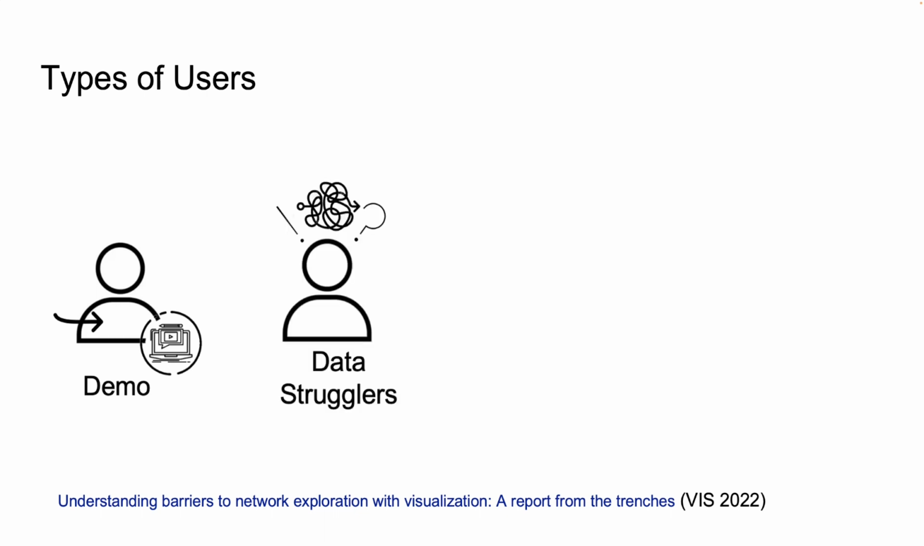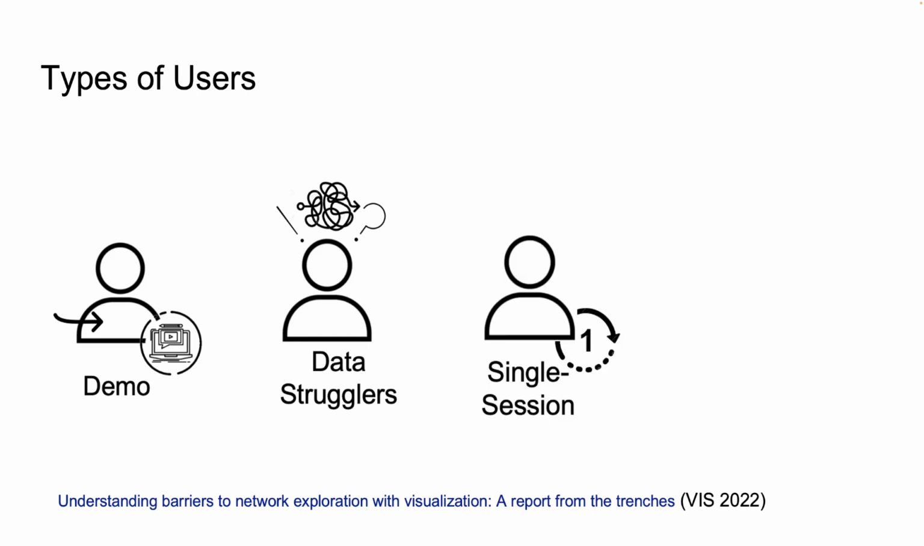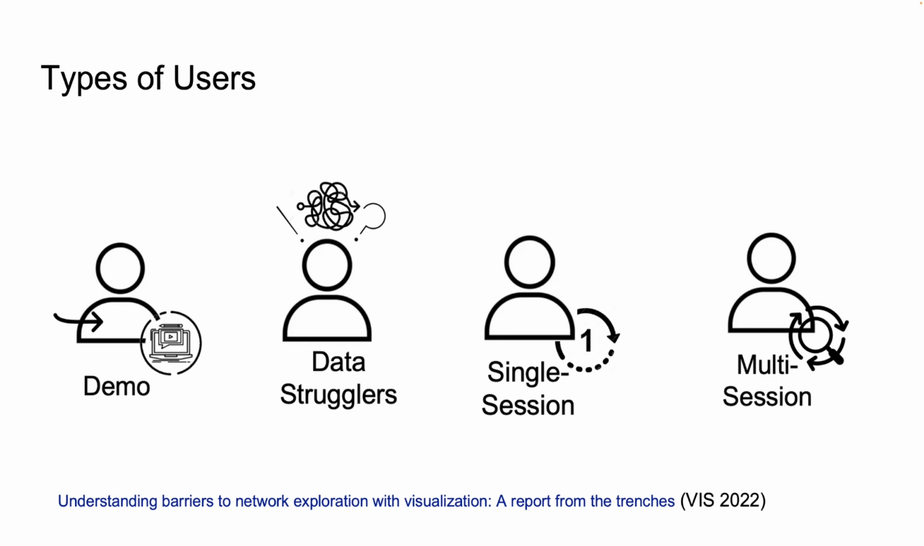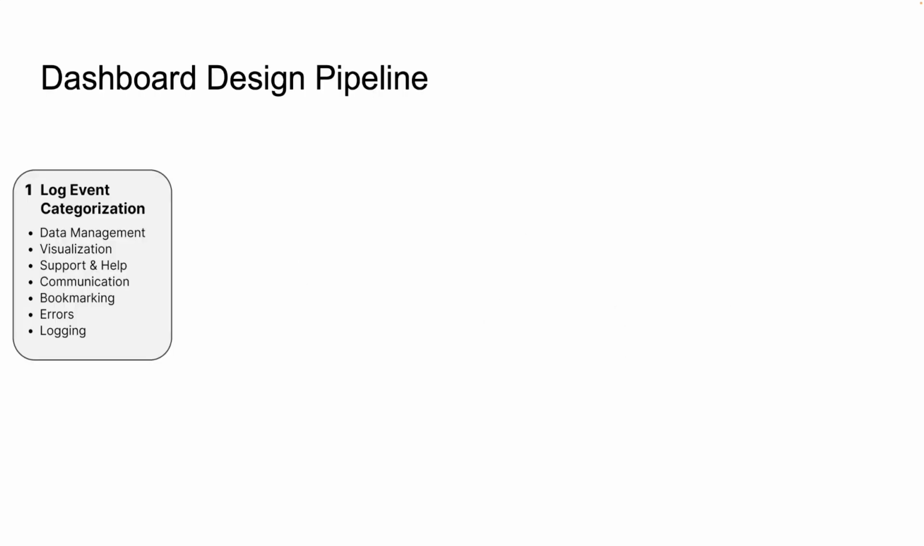Data strugglers, which are users who were not able to create even a single network. Single session explorers are users who managed to create and visualize the network and use the tool for a single session only. And lastly, multi-session explorers are users who managed to visualize networks and explore them through multiple sessions. To know more about user types, please refer to our paper from VIS 2022 titled Understanding Barriers to Network Exploration with Visualization, a report from the trenches by AlKadi et al.